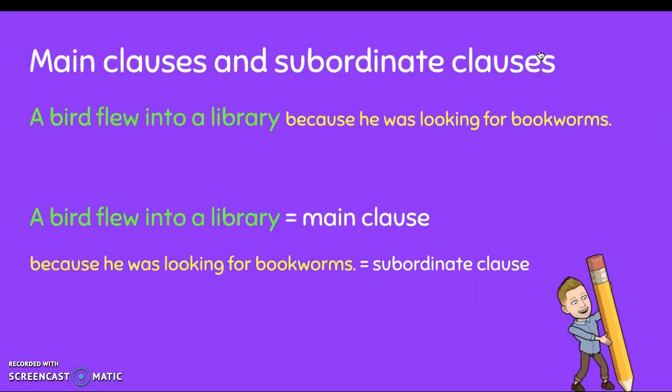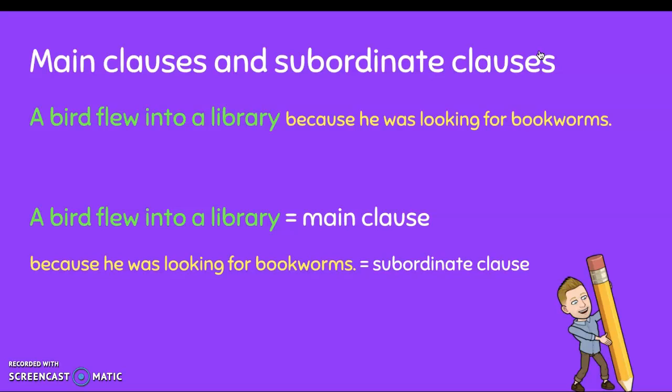Example time. A bird flew into a library because he was looking for bookworms. The main clause in that example is a bird flew into a library. That clause is the same as a simple sentence. It has a subject and a verb and it makes sense by itself. So hypothetically we could put a full stop there and be done with it. However, we're adding to that sentence. We're adding a subordinate clause to it, which is because he was looking for bookworms.